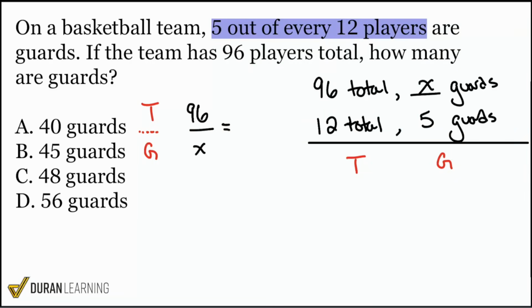Up next, on the other side, again, comparing the same things in the same way, we have 12 for the total over here. So I'll put 12 up top. And then 5 for the number of guards. And that'll go right here on the bottom. There we are. So now up next, we can choose to cross multiply and divide, or we might want to try to see if we can notice a convenience. The convenience here is that 12 can go into 96. Everyone, how many times does 12 go into 96? Yeah, that's going to be a multiplication factor of 8 times 8.